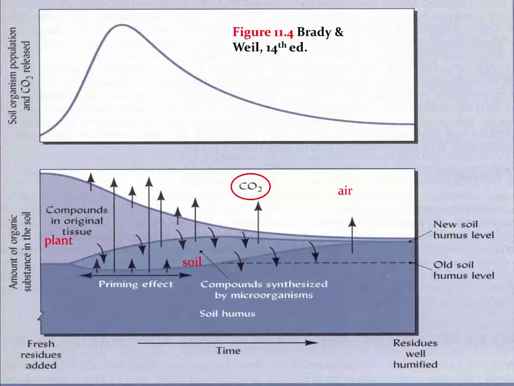As the original organic material is broken down, it first moves down into a pool of easily digested compounds and microbial biomass, and that would be the center portion of the lower slide. And then the remaining material later in the season moves into the stable soil humus pool, and that happens at the end of the first season.